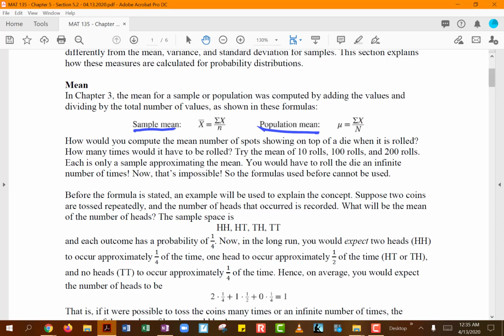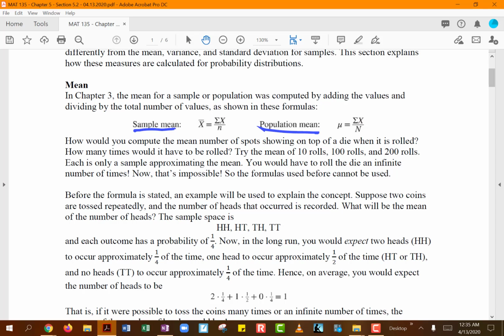Now think about this. If we were trying to compute the mean number of spots that would show up on the top of a die when it is rolled, right? Are you going to have one spot, two spots, or six spots? And how many times would you have to roll the die? If you tried doing this for 10 rolls, 100 rolls, 200 rolls, each one of them would be just a sample, right? Which would be approximating your mean. But if you wanted to find close to an accurate answer, you would probably have to roll it an infinite number of times, which is not possible.